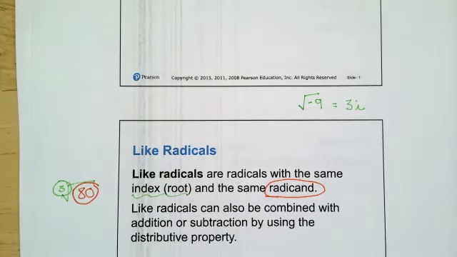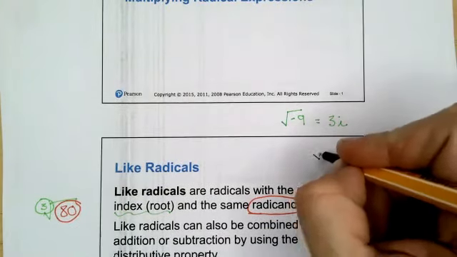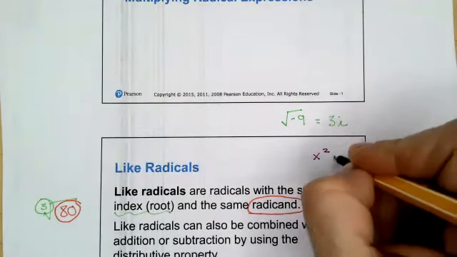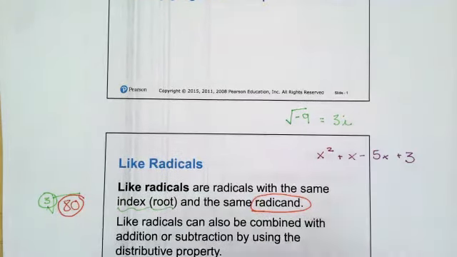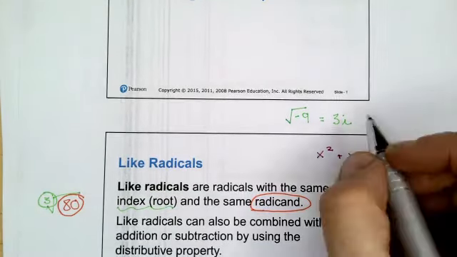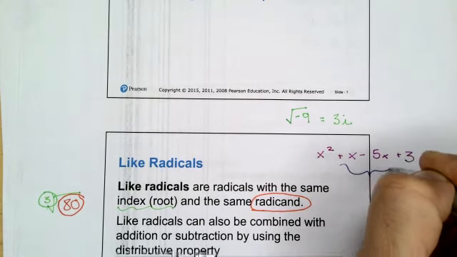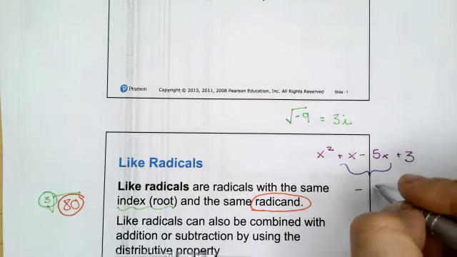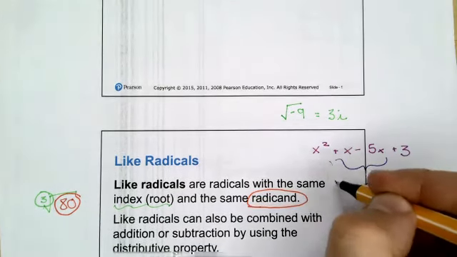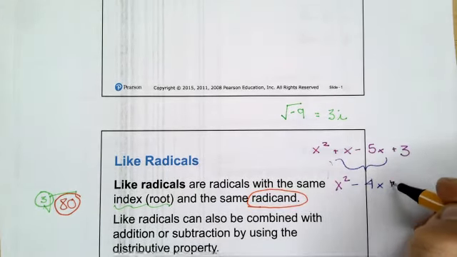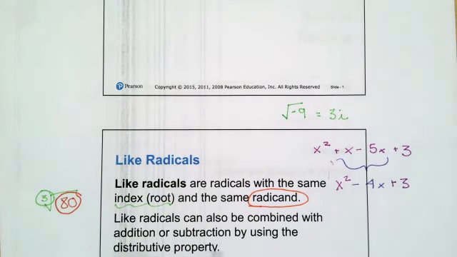When you have, for example, if you had x squared, I know this is very old, plus x minus 5x plus 3, you can combine x minus 5x and call it negative 4x, right? So that becomes x squared minus 4x plus 3. So if they have the same index and the same radicand, you can combine them.